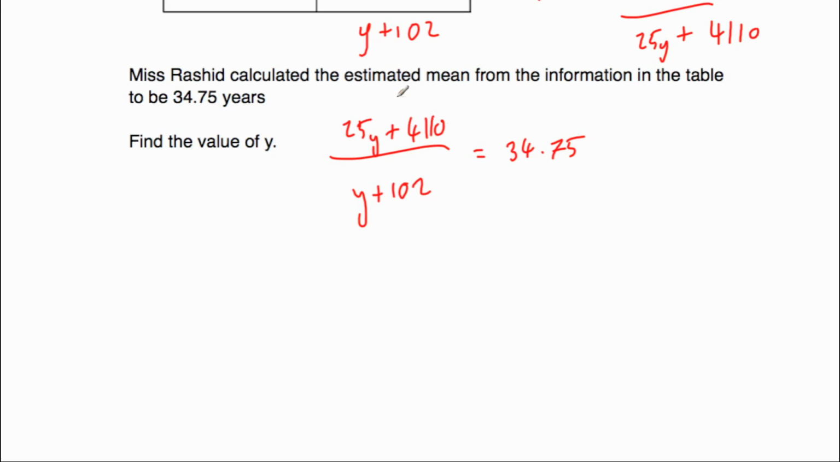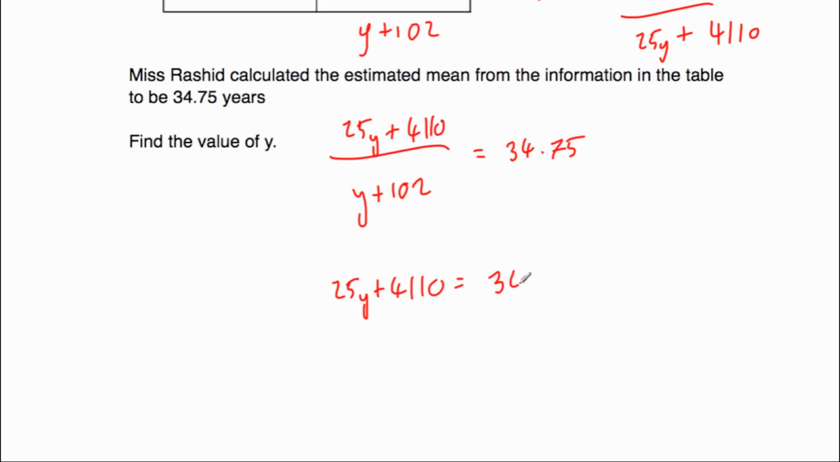Now, whenever I multiply the left-hand side by y plus 102, it just gets rid of the divide by y plus 102 on the denominator, so I'll just be left with the numerator of 25y plus 4,110. So that's the left-hand side. Now I need to multiply the right-hand side by y plus 102.